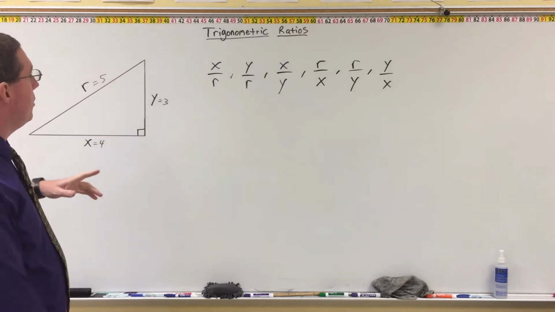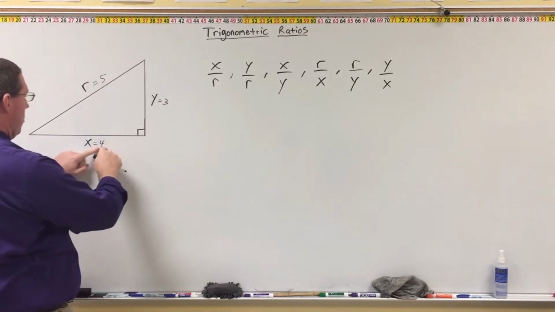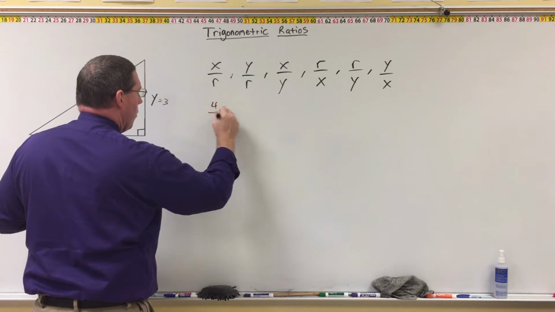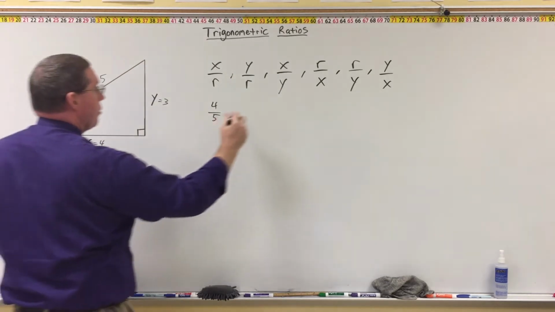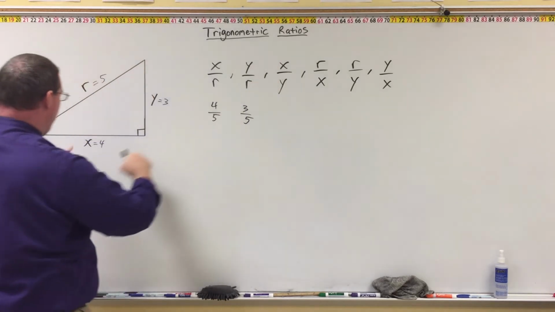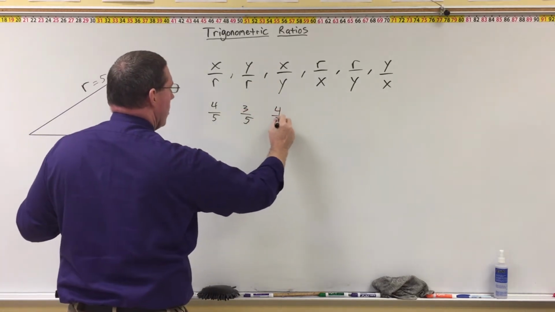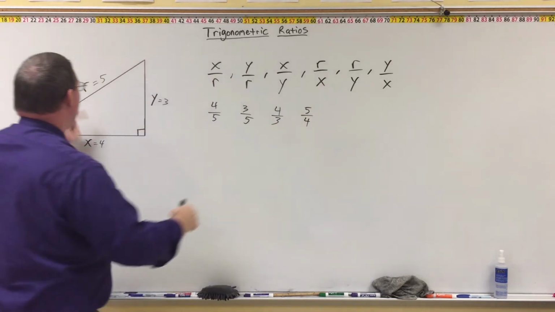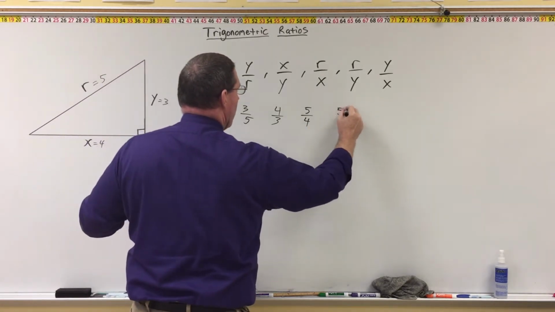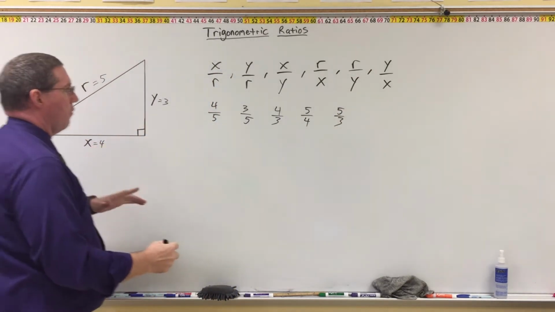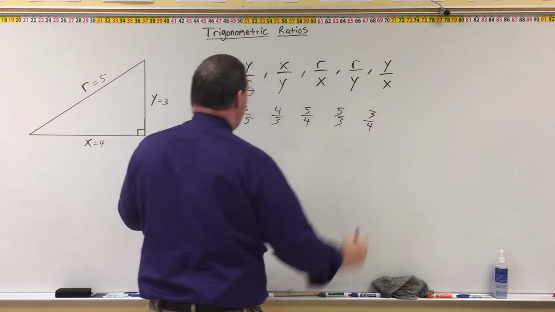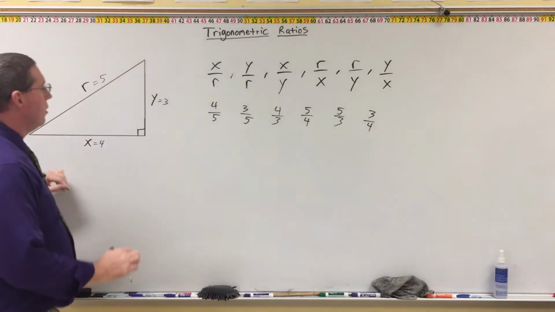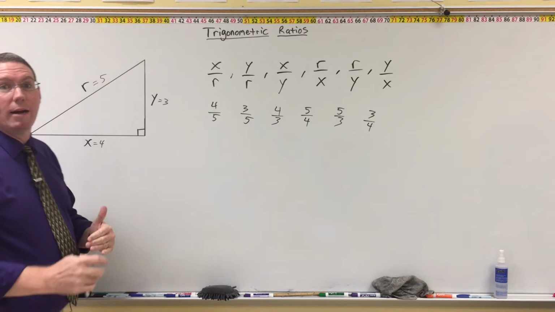So what I would do here is I can have x over r. That's 4 over 5. Sorry about that, my little angled writing. Then y over r would be 3 over 5. Then x over y would be 4 over 3. Then r over x would be 5 over 4. Then r over y would be 5 over 3. And then y over x would be 3 over 4. You'll notice that all 6 of these numbers are unique. They're different ratios depending on which of the 2 sides we compare to each other.